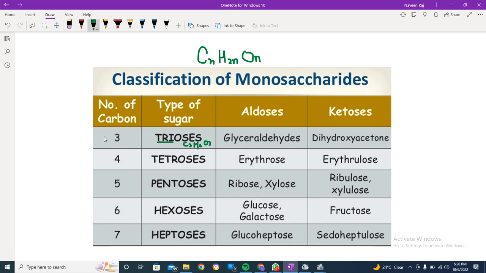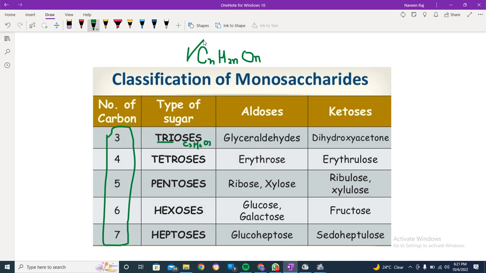We have 3 to 7, like 3, 4, 5, 6, 7, and this is the carbon atoms, and on this basis we are doing the classification. We put the value 3 in the general formula, and we get to know that this sort of monosaccharide has carbon number 3. So that would be trioses. Tri means 3. So trioses.